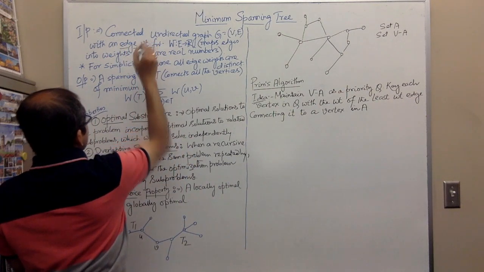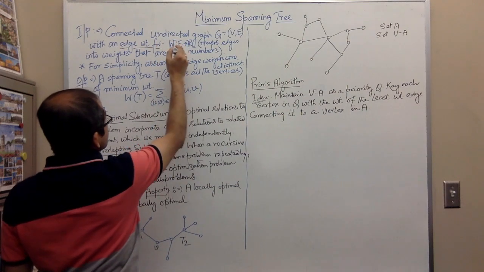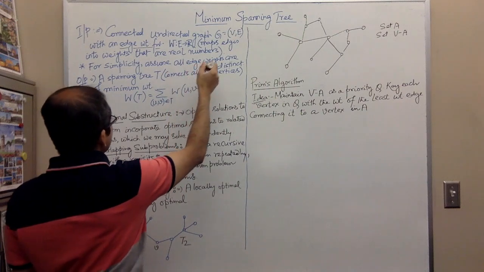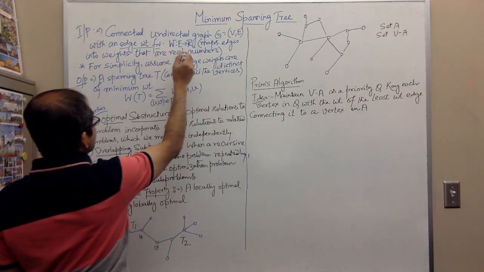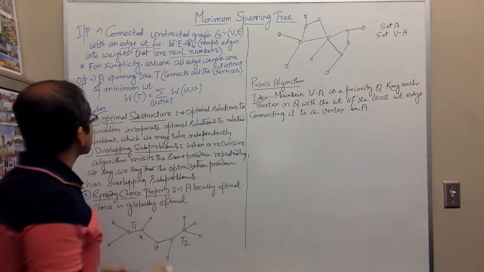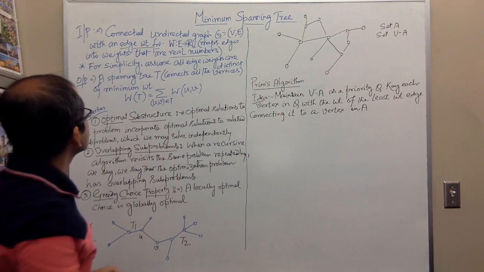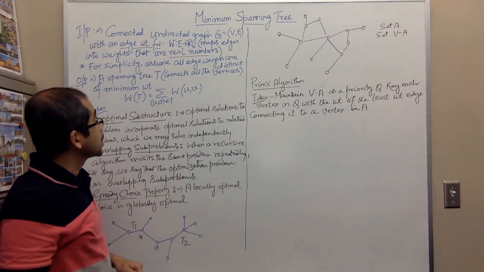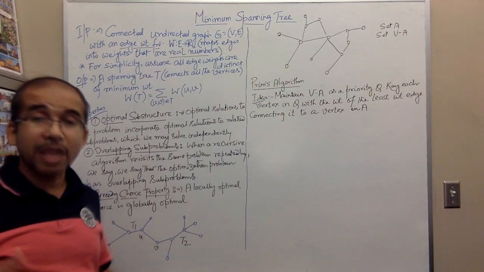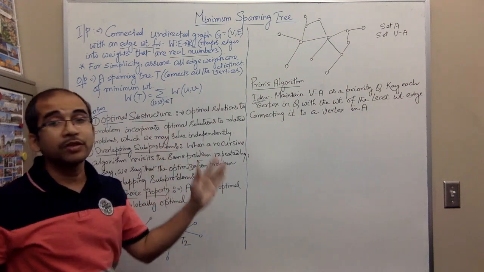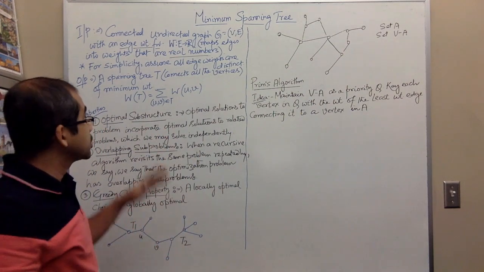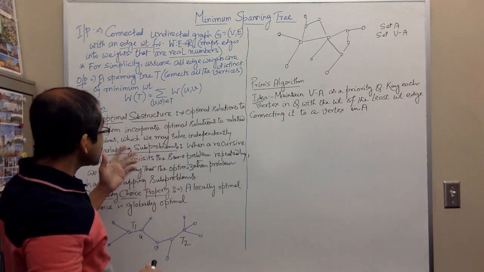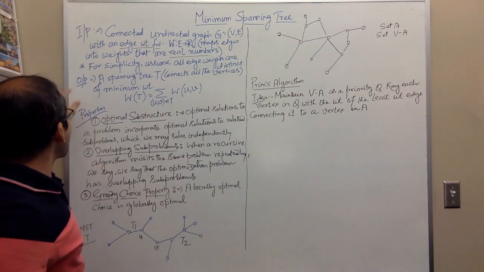As I said, the edge weight is important. The edge weight function W maps edges to a real number R. It can be any real number. It maps edges to weights that are real numbers. For simplicity, assume all edge weights are distinct. So we assume for this problem that edge weights are distinct. Edge weights can be the same also, but here, just for simplicity, we will assume that the edge weights are distinct.